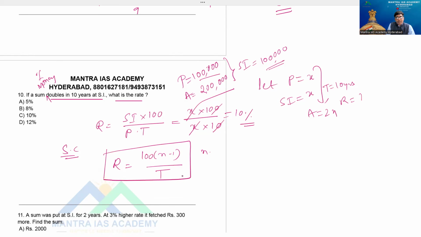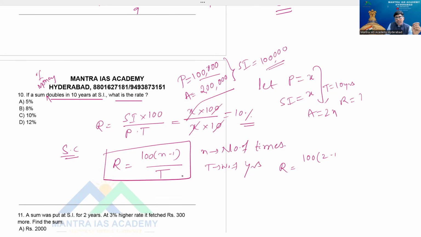N stands for the number of times: double or triple like that, 4 times, 5 times, whatever number of times he mentions. So N is the number of times. T is obviously years, or time. T is the number of years or time. You can say that.